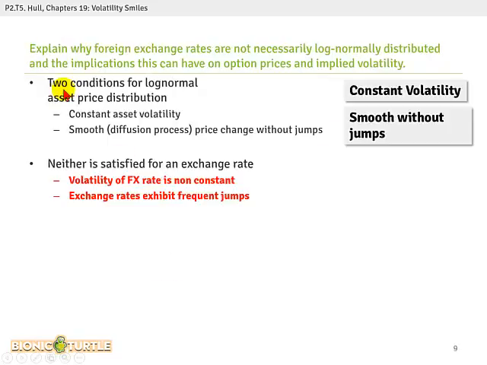We're asked to explain why foreign exchange rates are not necessarily log normally distributed and the implications this can have on option pricing and implied volatility. So there were two conditions for a log normal asset price distribution: constant asset volatility and a smooth, aka diffusion, process. Neither of these is satisfied for an exchange rate. The volatility of the exchange rate is not constant, and exchange rates exhibit frequent jumps.